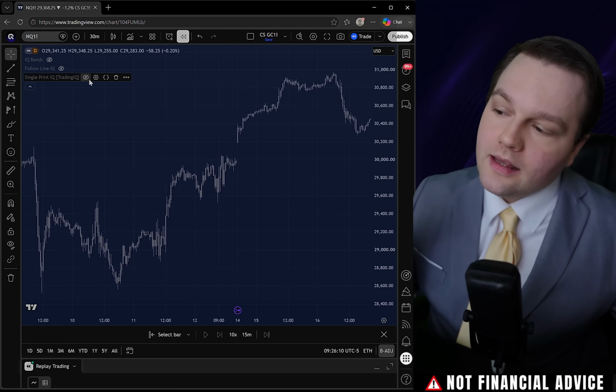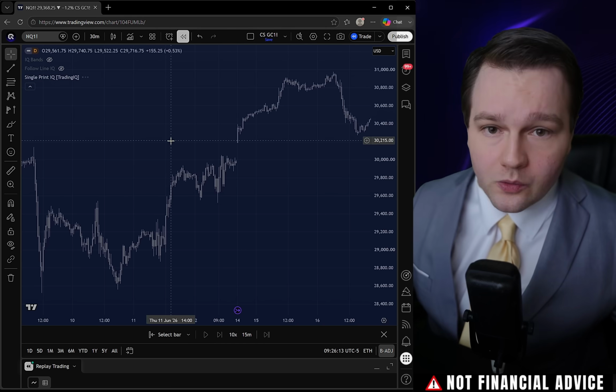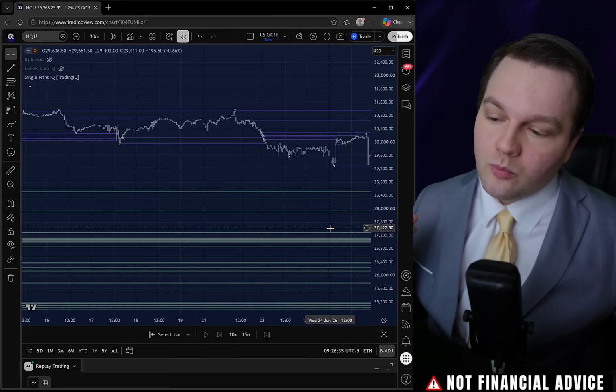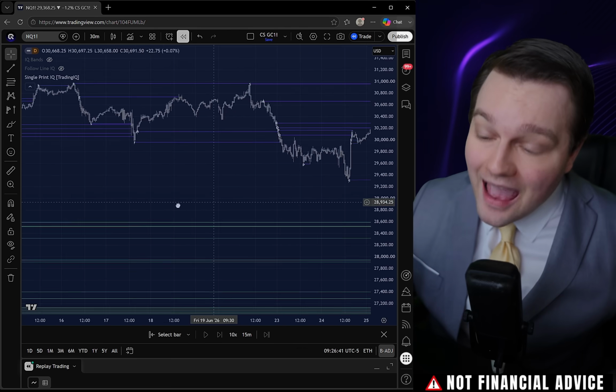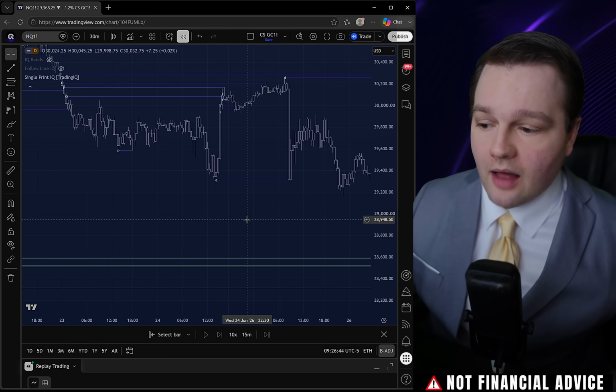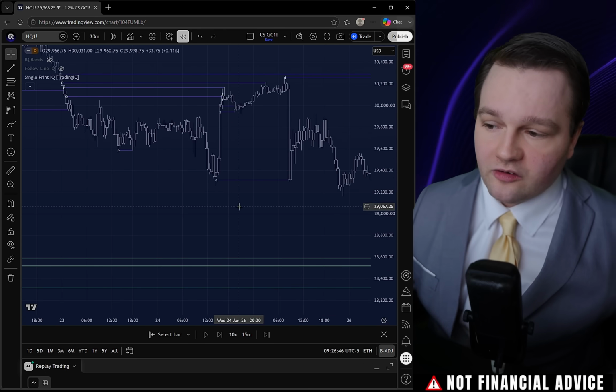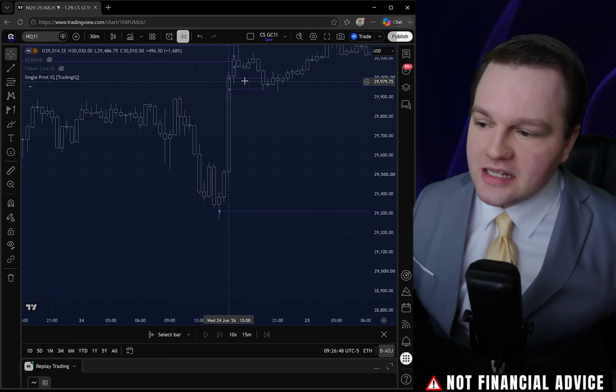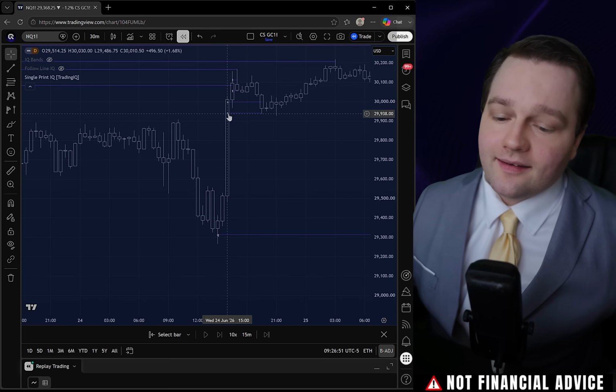Now, the final indicator is Single Print IQ. This indicator is a little more complex. It detects every single possible single print on the chart and then plots it forward as a line, and even gives you the TPO letter in which that single print formed.